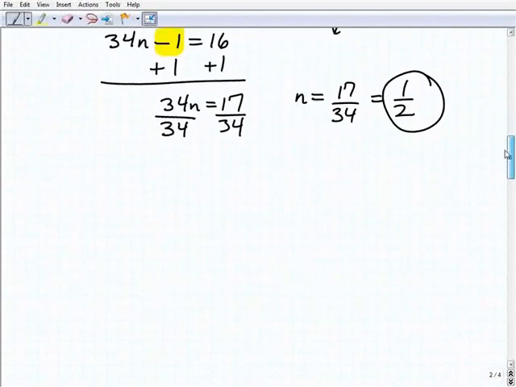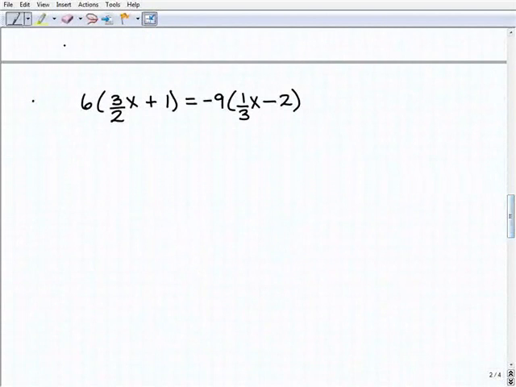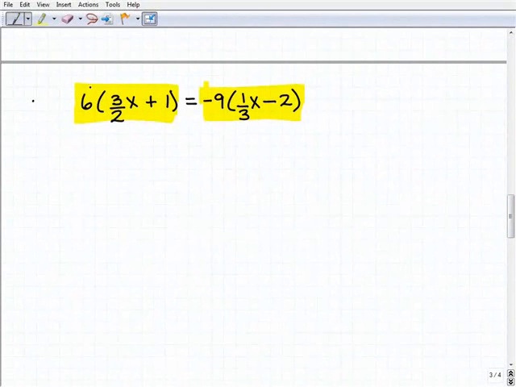All right, let's go ahead and tackle our last problem. So once again, we have a distributive property situation here and right here. Okay, and we got some fractions involved, so we're gonna have to be really careful when we do this. So this is gonna be 6 times 3/2 x. So when you do this, 2 goes into 6, 3. This will be 9x, all right?